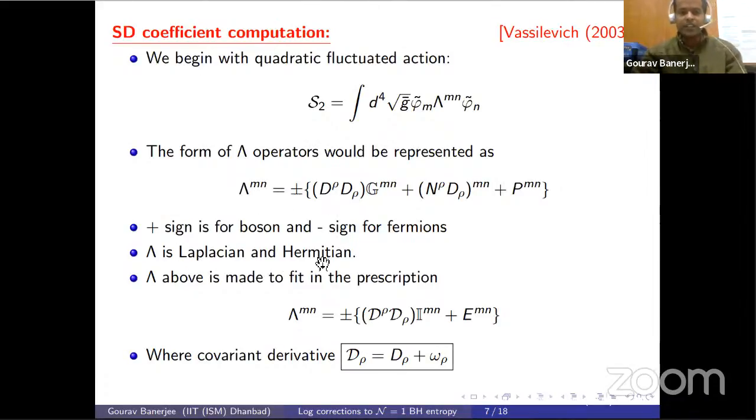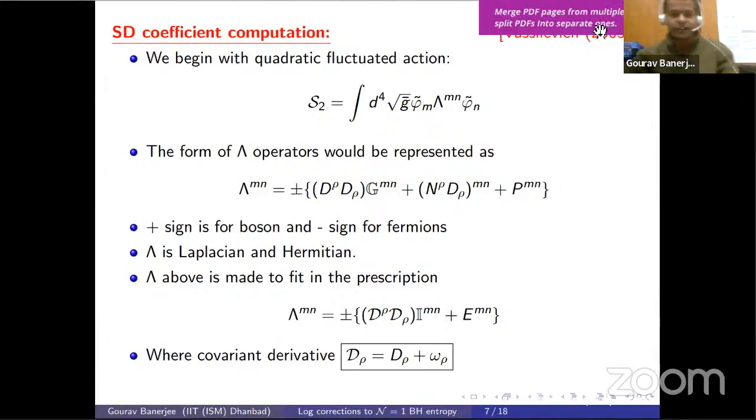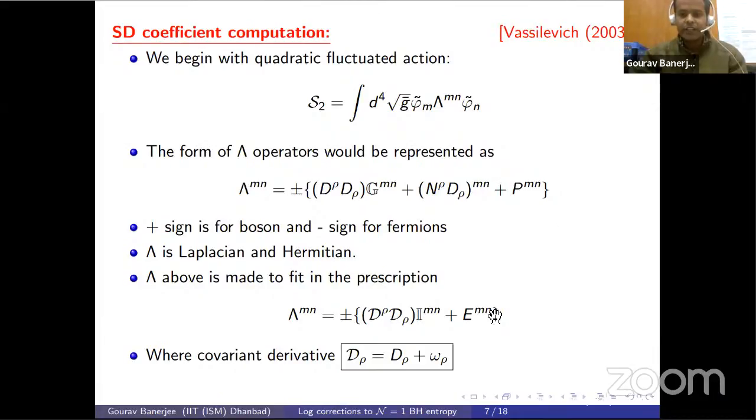The Lambda should be Laplacian and Hermitian as per the prescription of Vassilevich. And this form of the kinetic differential operator is to be made to fit this prescription of Lambda, where G is the effective metric, N is the matrix related to the derivative part, and P is the matrix related to the non-derivative part associated with this kinetic differential operator. And now here a new effective covariant derivative is imposed, which is related to the ordinary covariant derivative along with the field connection omega, which relates the different fields of different spin indices.